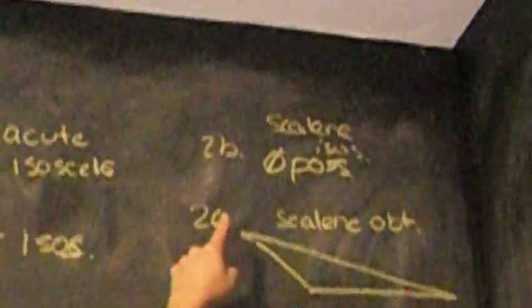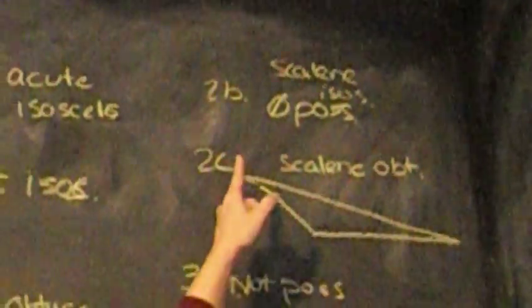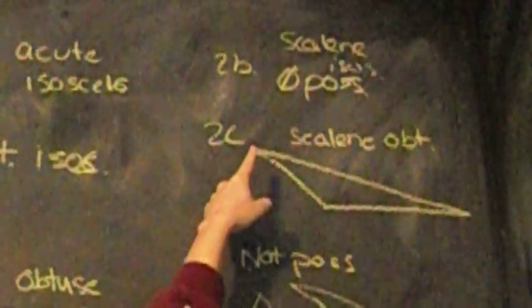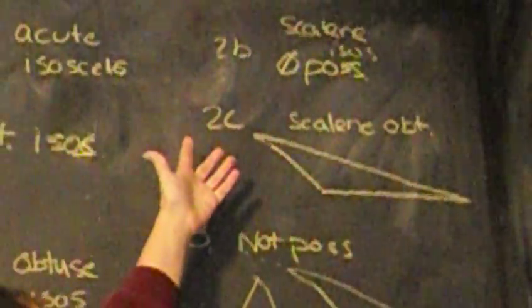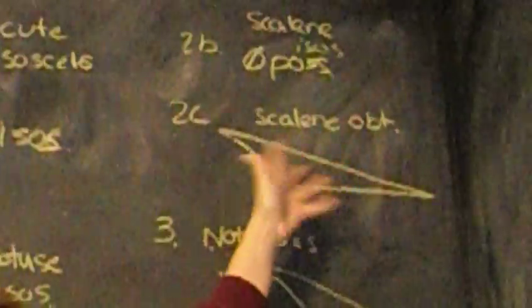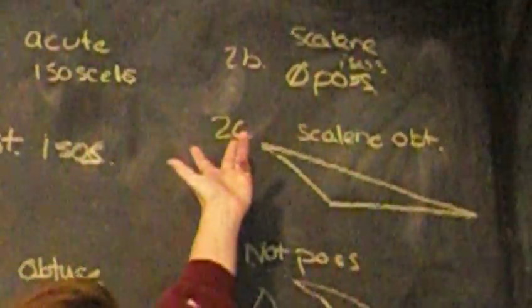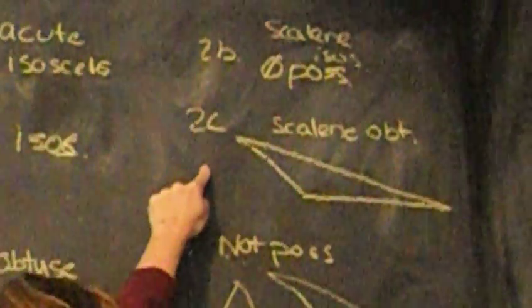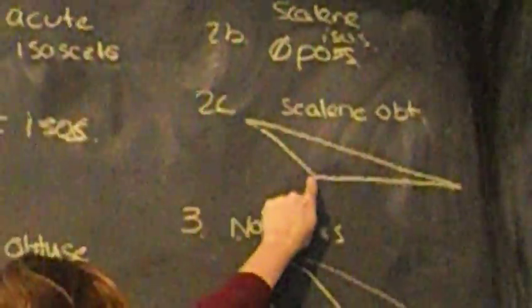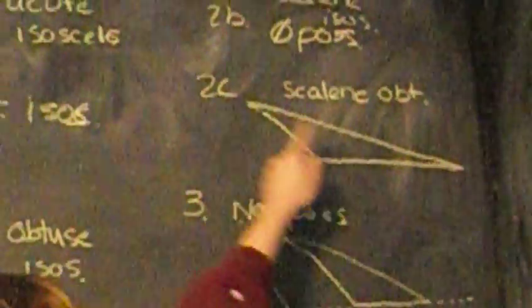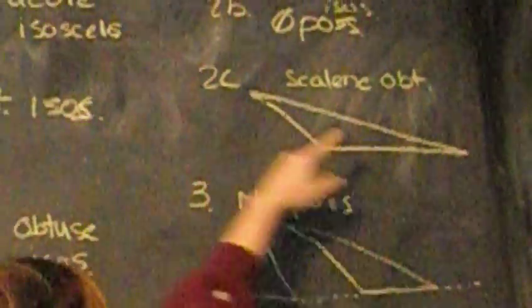2B, scalene isosceles. A scalene isosceles is not possible because the definition of scalene is that all the sides are not equal in length. And the definition of isosceles is that two are equal in length at least. Okay, scalene obtuse. I got a shorter, then a longer, and then a long with an obtuse angle.